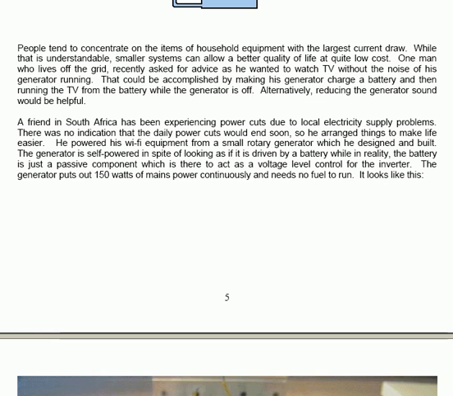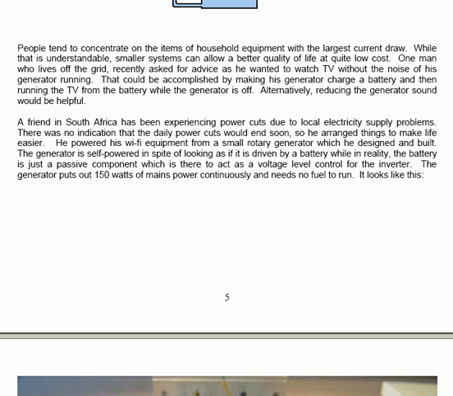The generator is self-powered, and in spite of looking as if it is driven by a battery, in reality the battery is only used as a passive component which is there to act as a voltage level control for the inverter, stopping the generated voltage getting too high, that is. The generator puts out 150 watts of mains power continuously, and it needs no fuel to run.